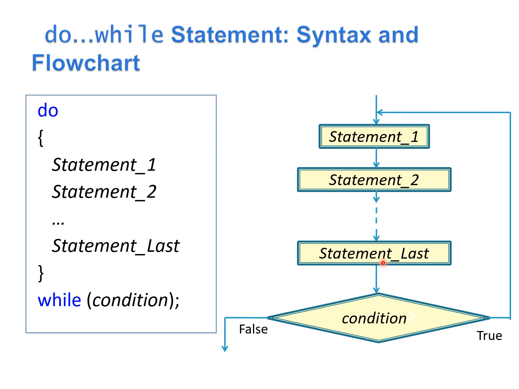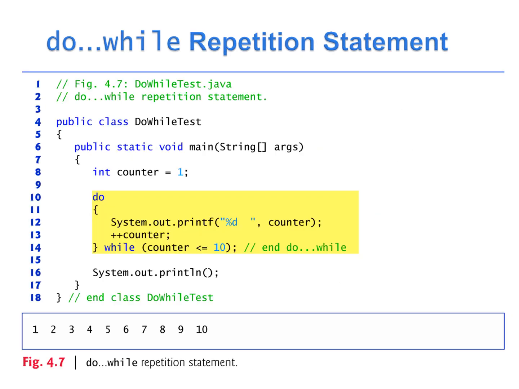The flowchart of the do-while statement makes it clear that the loop continuation condition is not evaluated until after the loop performs the body statement at least once. When a do-while statement terminates, execution continues with the next statement in the sequence. This program shows an example of a do-while statement in Java.